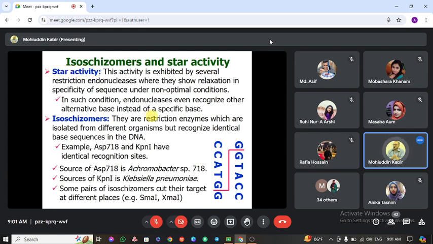So what does it mean? Let's say this is a DNA fragment, and only one restriction site is present, EcoRI.